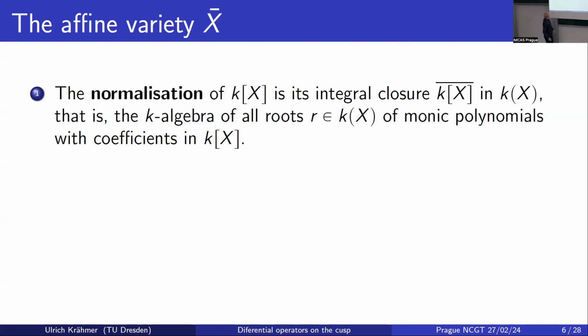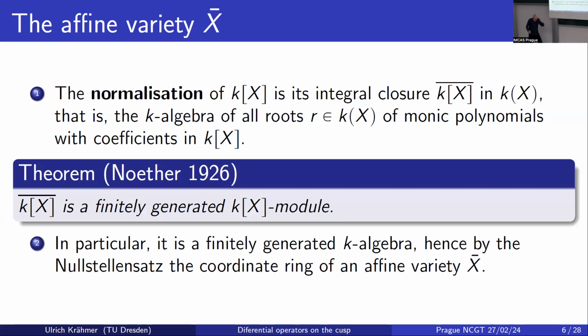And the ring that you get, the integral closure, is again the coordinate ring of an algebraic set. That follows from a result of Emmy Noether's, who shows that this is a finitely generated module over the ring you started off with, which then in particular means that it's a finitely generated algebra over K. And then in turn by Hilbert's Nullstellensatz again, you find that it's the coordinate ring of some affine variety. And that affine variety is called the normalization X bar of the original variety X.